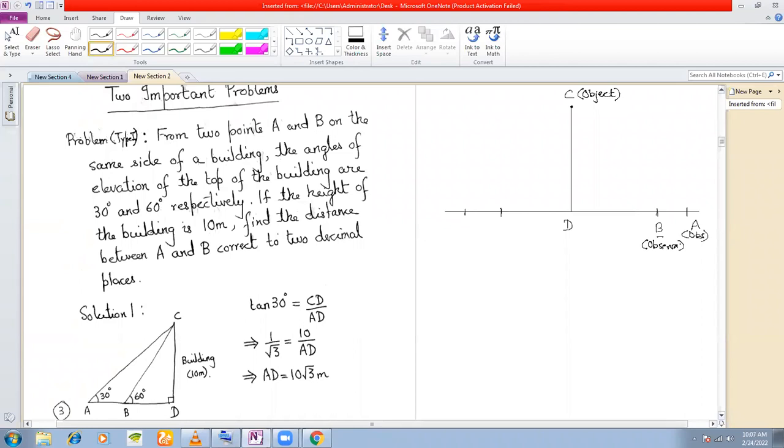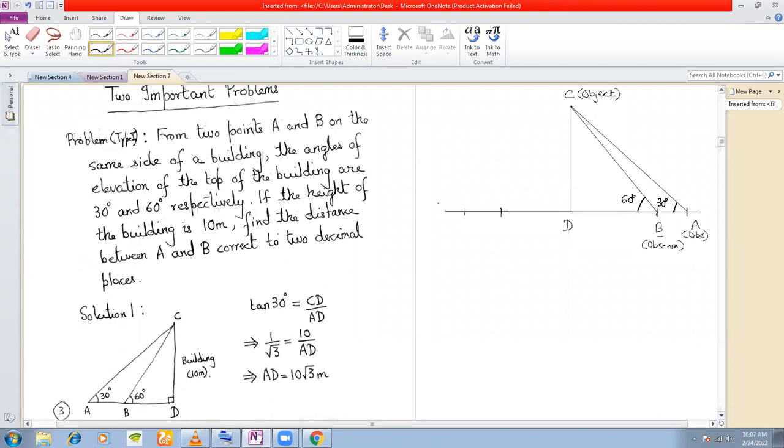Now from A and B, the angles of elevation of the point C are 30° and 60°. So what you do is, from A, you draw a line of sight till C, and from B also you draw a line of sight till C, right? So these two are your lines of sight. So from A, the object is being observed, and from B, the object is being observed. What are the angles given here? From A, the angle of elevation is given to be 30°. So this angle that is made with the horizontal is 30°. And this angle that is made with the horizontal is 60°. Because from A, the angle of elevation is 30°, and from B, the angle of elevation is 60°.